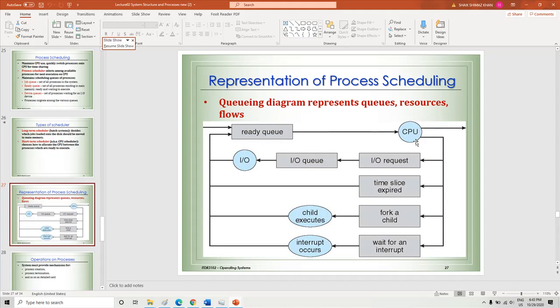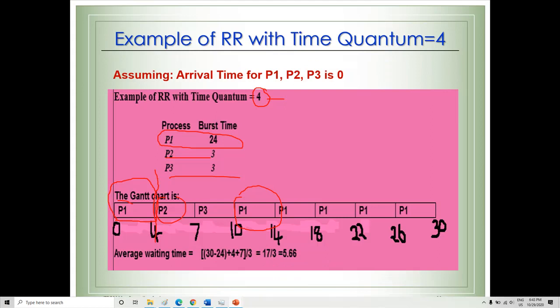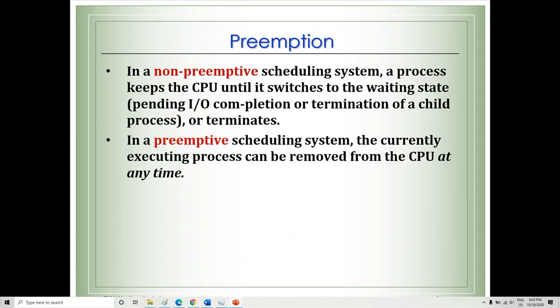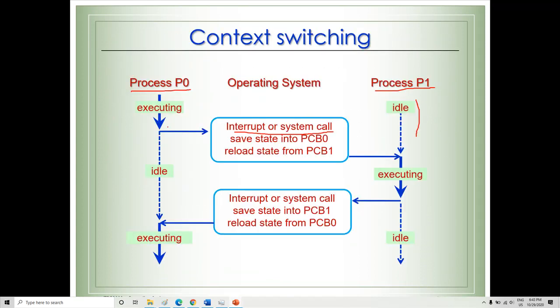So when the running process is removed from the CPU, when the context switching takes place, the process's current state, whatever its values in the memory or in the register, would be saved, and then the process would be asked to go to the ready queue. So that's what is happening here. The process P0 is running, context switching takes place. The context switching can be due to an interrupt or a system call.